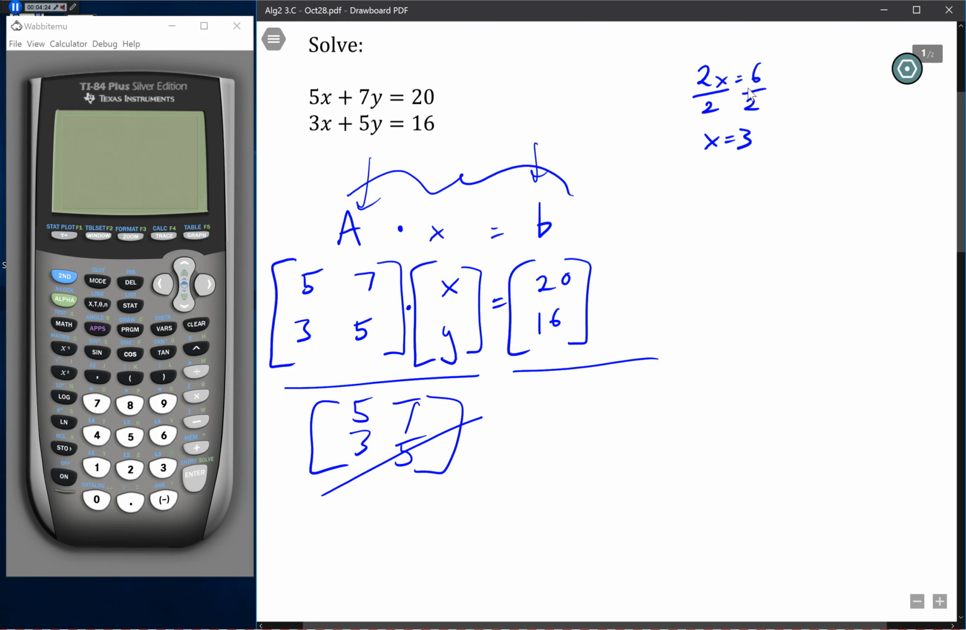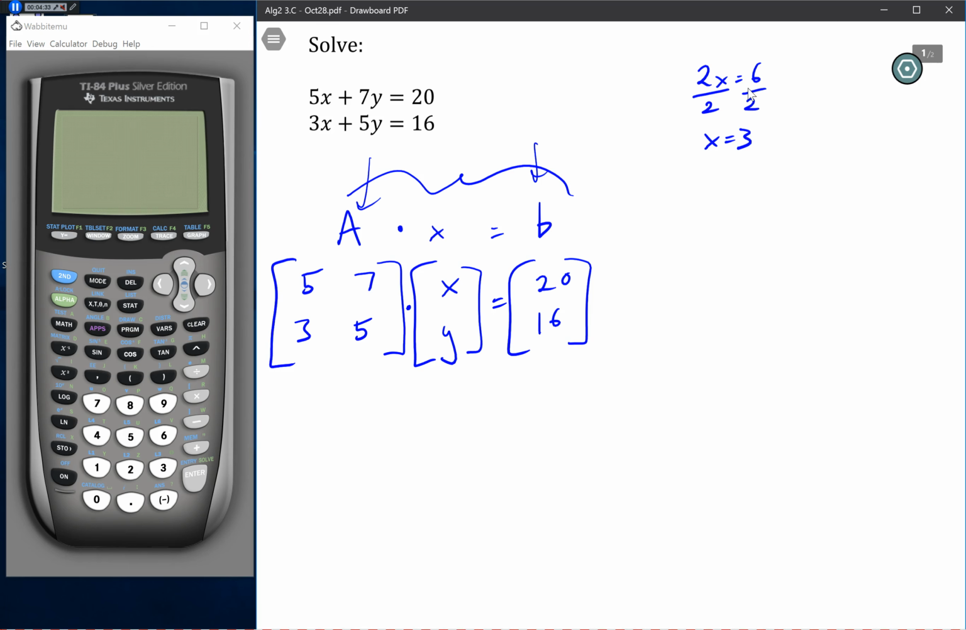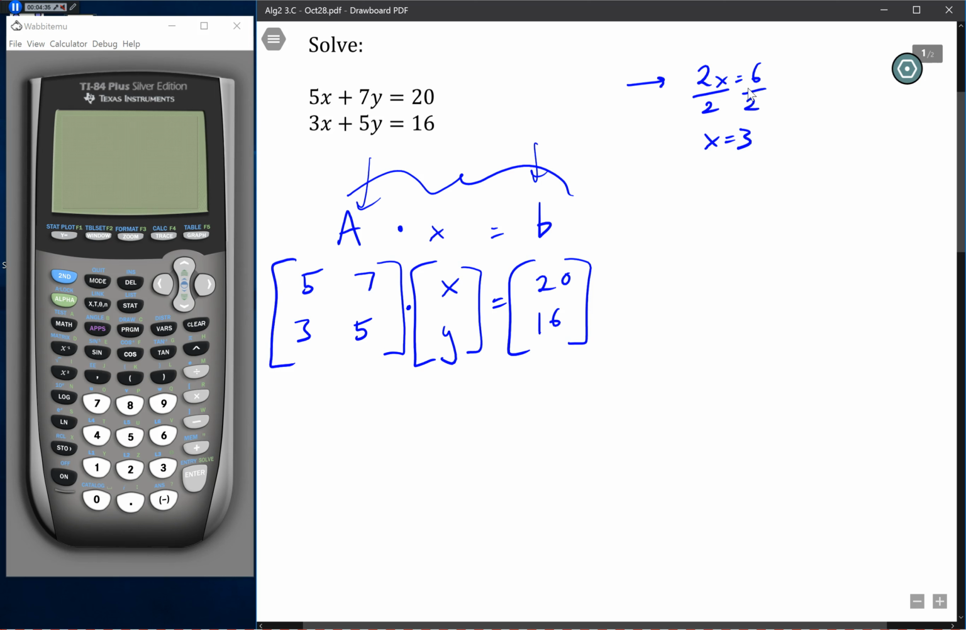But here's the deal. Unfortunately, you're not able to divide matrices. There's just no way to divide them. So dividing doesn't make sense in this context. So let's go back to this equation. Instead of dividing by 2, how could I think of multiplying in such a way that makes sense?